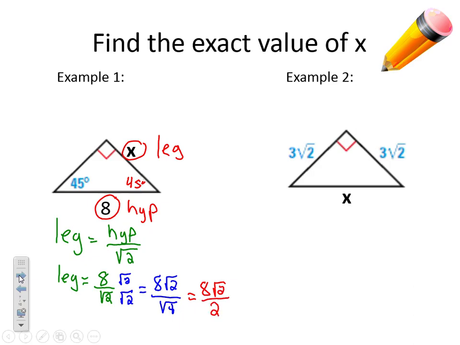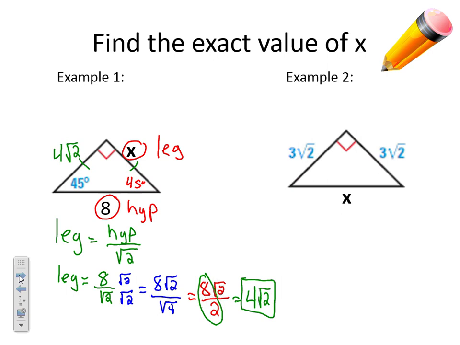Now this can be simplified one more time. 8 divided by 2 is 4. So I have 4 square roots of 2. That is my final answer. That's what x equals. That's what my leg equals. Right, and since these are the same, that's what this side would equal too, 4 square roots of 2.